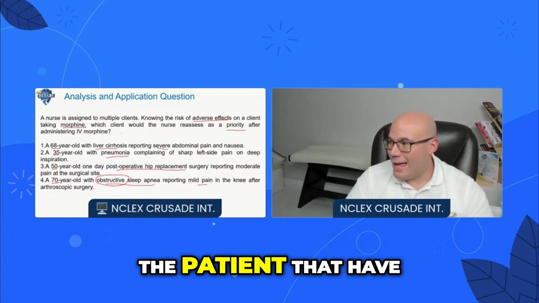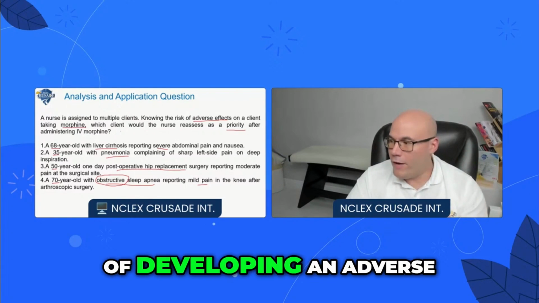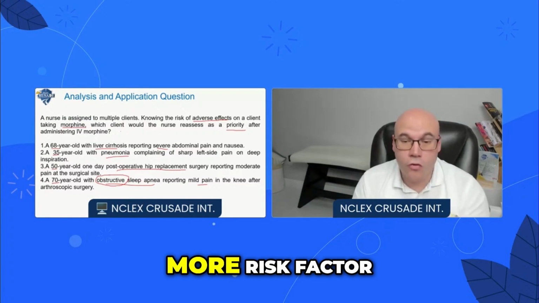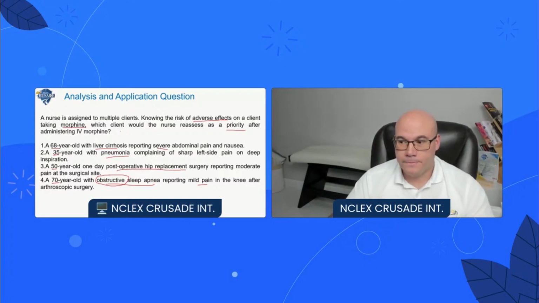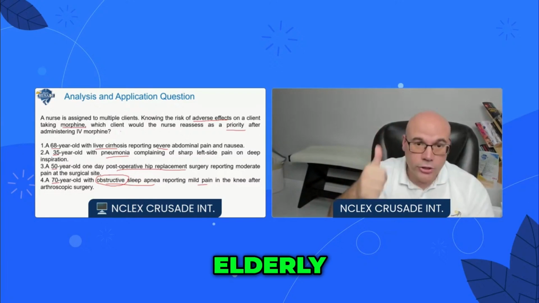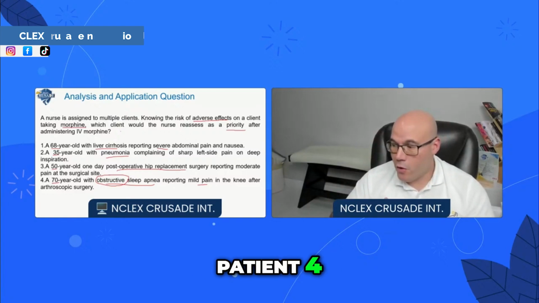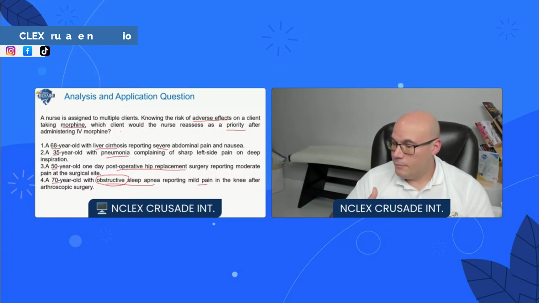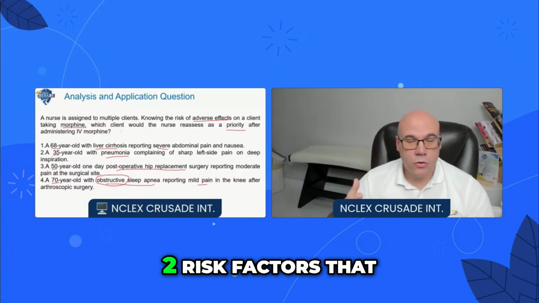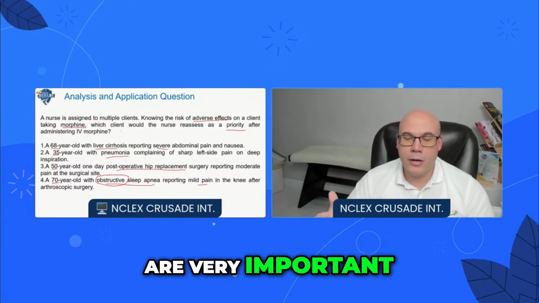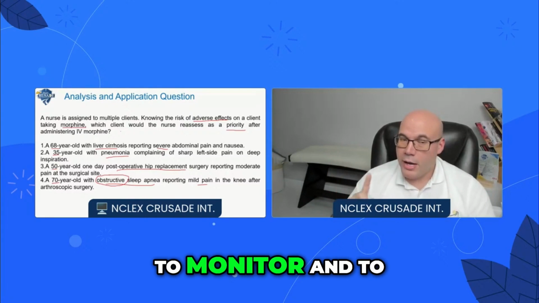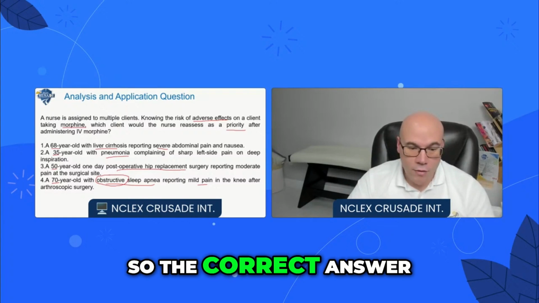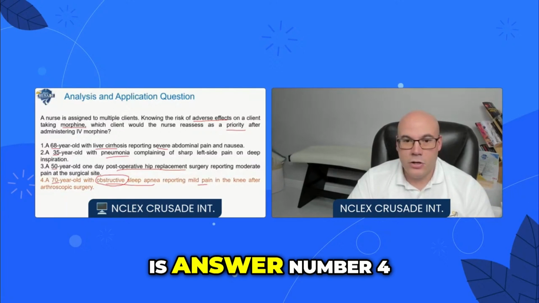The patient that has the higher risk of developing an adverse effect of morphine is the patient that has more risk factors. Patient 4, elderly, 1 factor. Patient 4, diagnosis, obstructive sleep apnea. So there you go. 2 risk factors that are very important to monitor and to look for risks of adverse effects. So the correct answer is answer number 4.